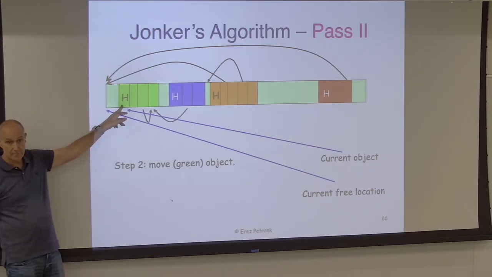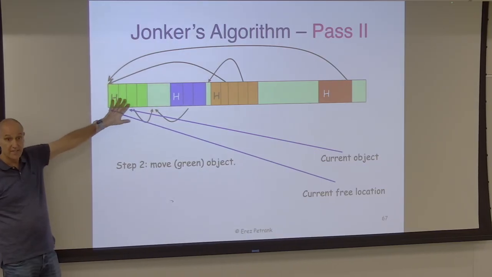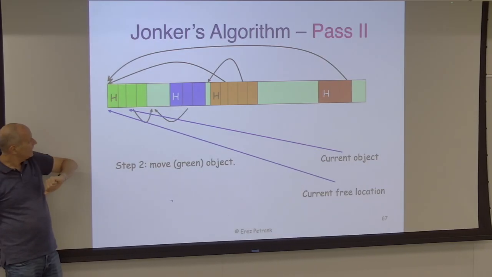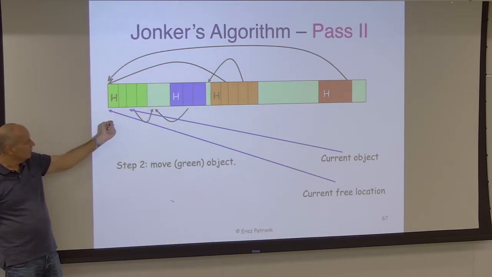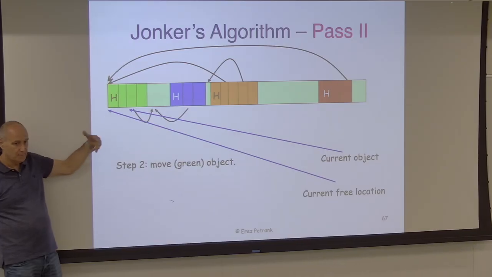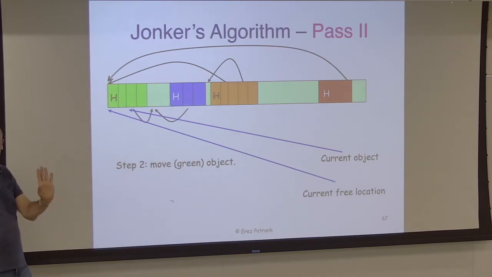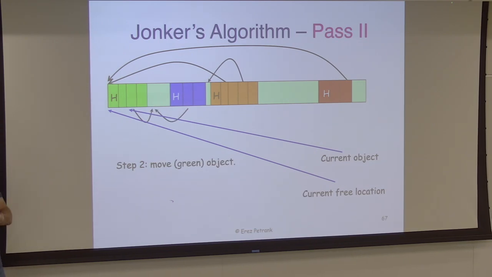So this is step 2 of this pass. I move this object and I'm done with it. Okay? And you can see that it's not currently involved in any list, but I'll have to show that it's not involved. I'm not breaking any list by moving it. That's the example. Any questions?